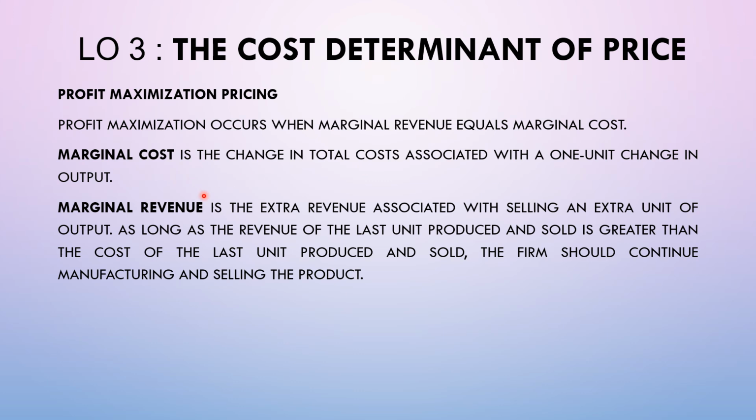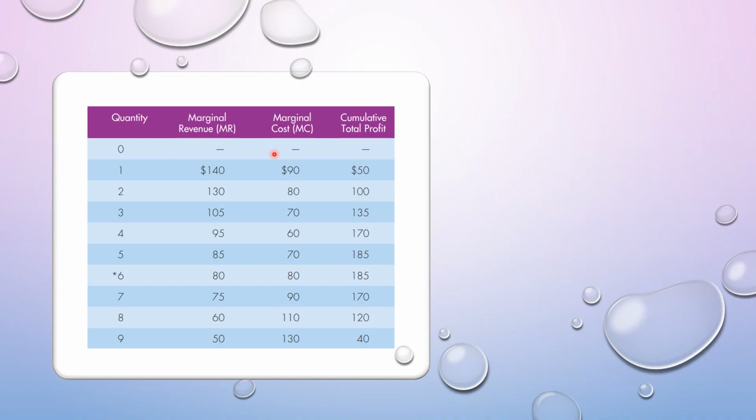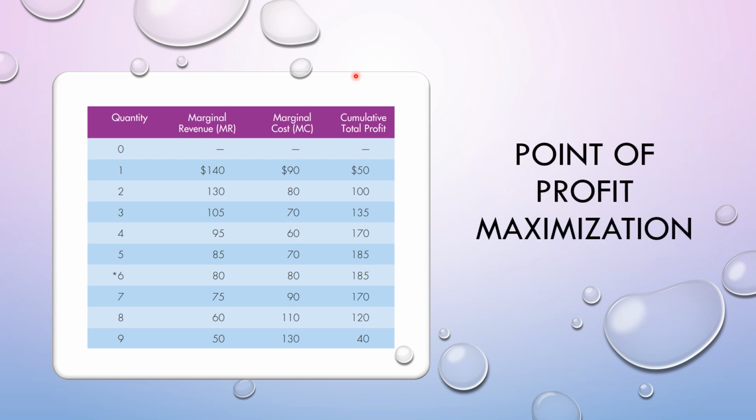So let's look at the example in the next slide. In this table, you'll be able to see the quantity sold, so that you can know what the marginal revenue and also marginal cost will be. And of course, you'll be able to see here the cumulative total profit. If you sell nothing, or nobody buys your product, that means you will not get any marginal revenue or marginal cost, so no profit. You don't want that to happen.